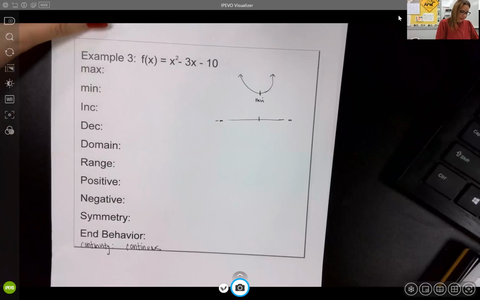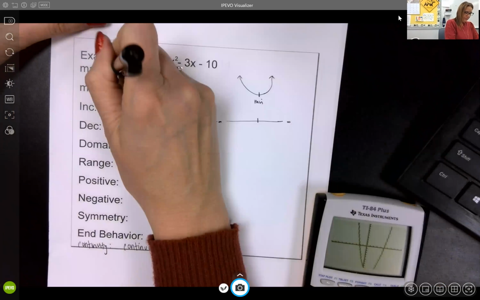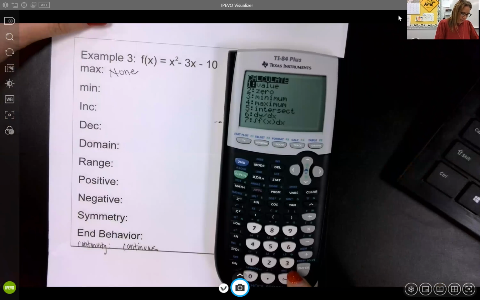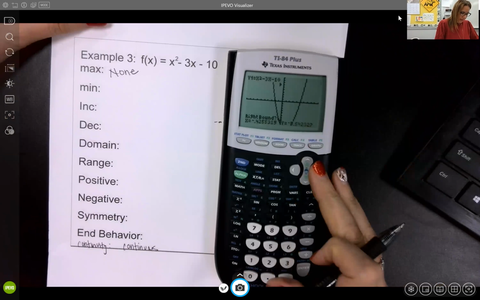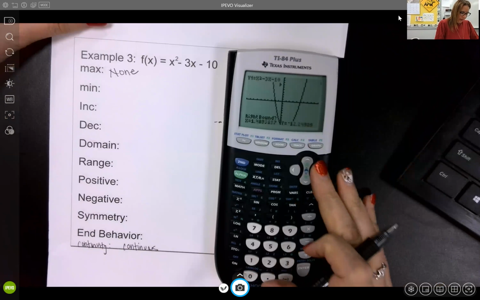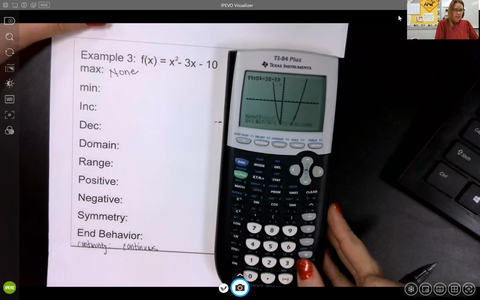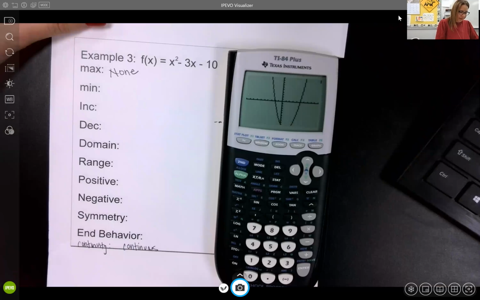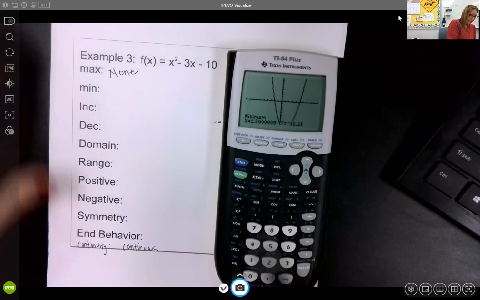All right, so this graph has a minimum. It does not have a maximum, so none. And then the minimum, second trace, min. I'm going to go, so I'm on the left side before it goes, and then I have to start coming back up a little bit. There it is. Enter. See how the 2 arrows are going to go down as low as it can, and then hit enter. So 1.5 and negative 12.25.